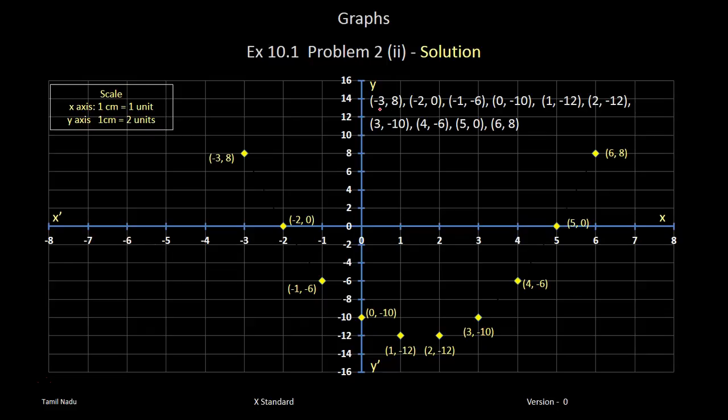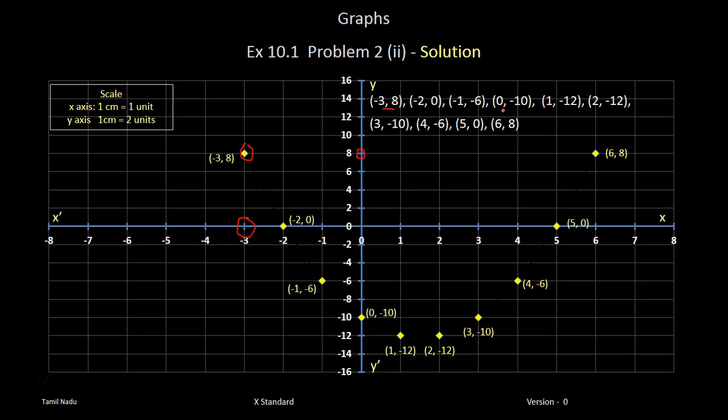Minus 3, 8: x is equal to minus 3, y equal to 8, right? So x is equal to minus 3, this is the point on the x value, y equal to 8, so this is the value, right? So you come horizontally and go vertically, so this is the point.